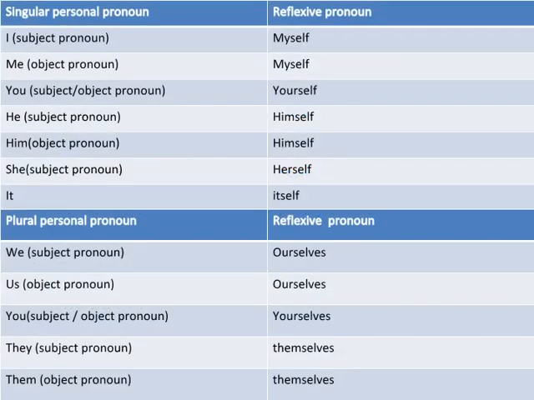Singular personal pronoun, reflexive pronoun. I: subject pronoun, myself. Me: object pronoun, myself. You: subject and object pronoun, yourself. He: subject pronoun, himself. Him: object pronoun, himself. She: subject pronoun, herself. It: itself. Plural personal pronoun, reflexive pronoun. We: subject pronoun, ourselves. Us: object pronoun, ourselves. You: subject and object pronoun, yourselves. They: subject pronoun, themselves. Them: object pronoun, themselves.